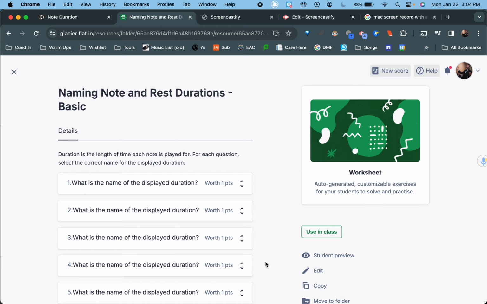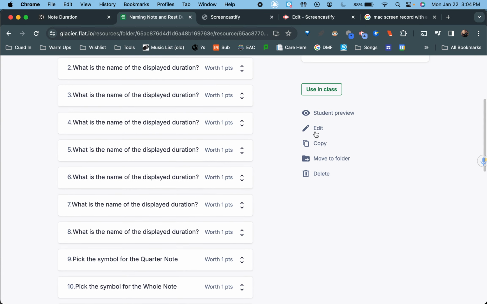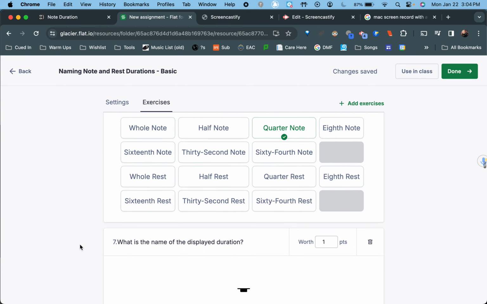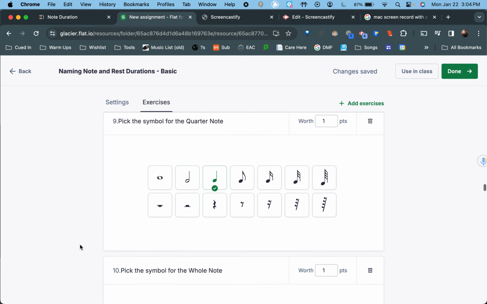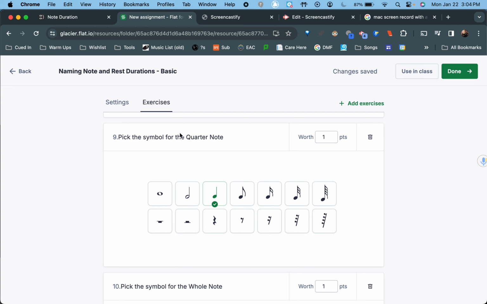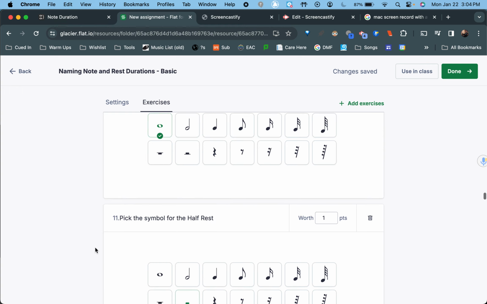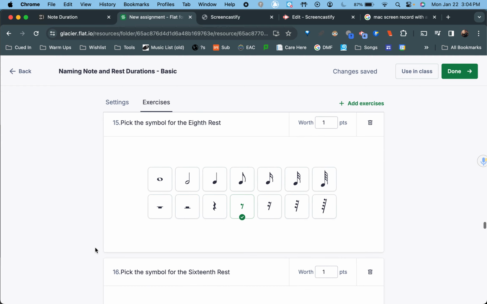Your second type of question, I'm going to try and show you this real quick by scrolling through this. The second type of question is pick the symbol for the note. So it's going to tell you, look for the quarter note, and you're going to go and click on the right box. Okay. Same thing. Pick the symbol for the whole note, and you're going to click on this. So this is just kind of basic identification.